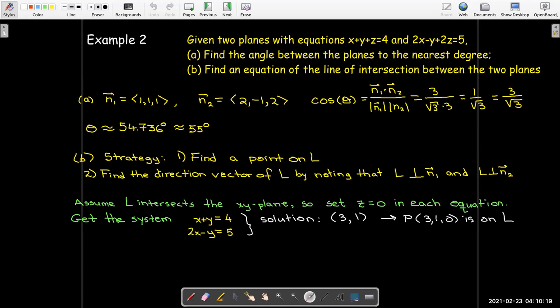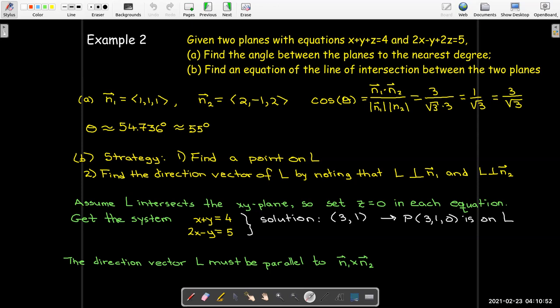And again, I can just double check, go back to the equations. If I replace x, y, and z with these numbers, I would get 3 plus 1 plus 0, that equals 4. And then in the second equation, I would have 6 minus 1 plus 0, that equals 5. So definitely that point is on both planes, so it's got to be on the line of intersection. And so now I need to find a vector which is orthogonal to both n1 and n2.